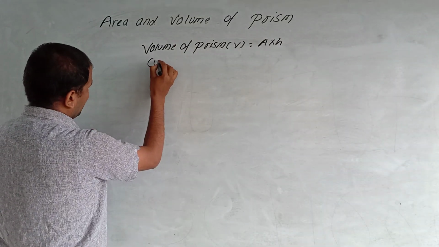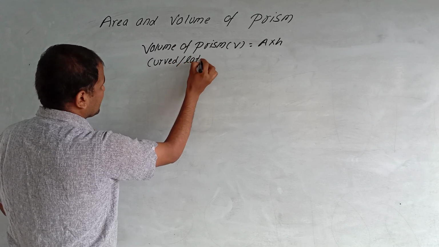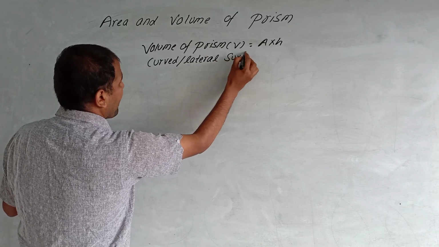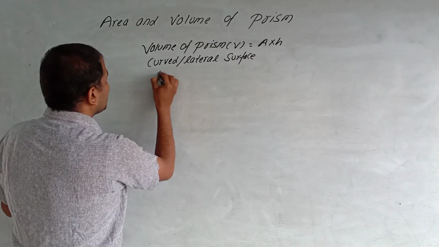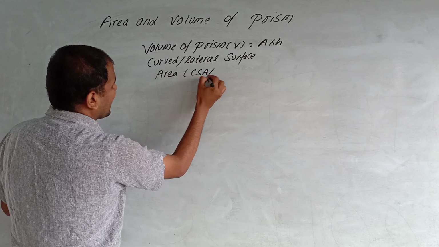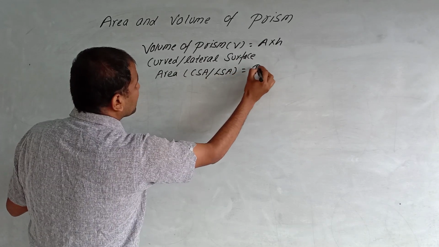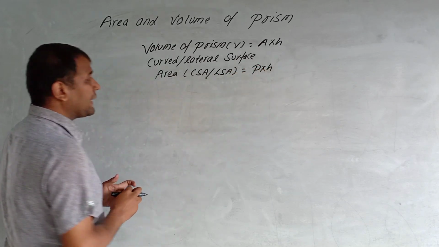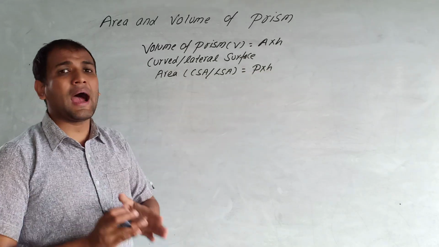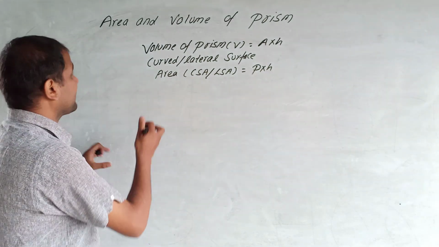Then the curved or lateral surface area, that is C as curved surface area or L as lateral surface area, is P into S. P means perimeter of the base, into height of the prism or length of the prism.